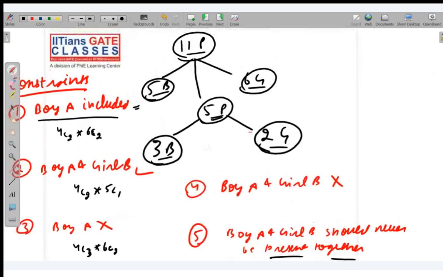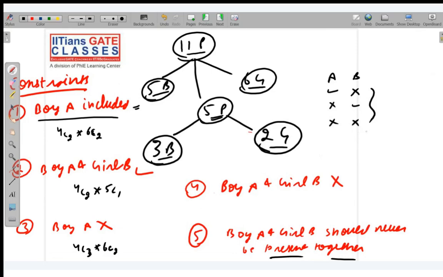So what will be the cases for A and B? They should never be together. So what are the possibilities? Boy A is present, girl B is not present. Boy A is absent, but girl B is present. Or both are absent. So we have to take 3 cases. Now you can answer it yourself.